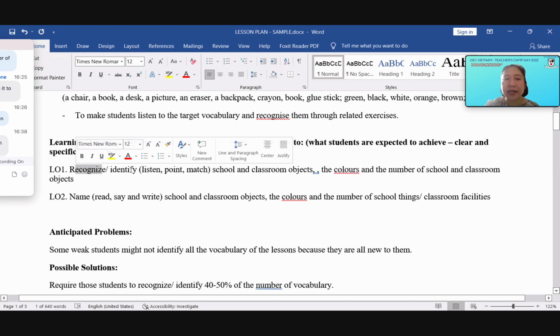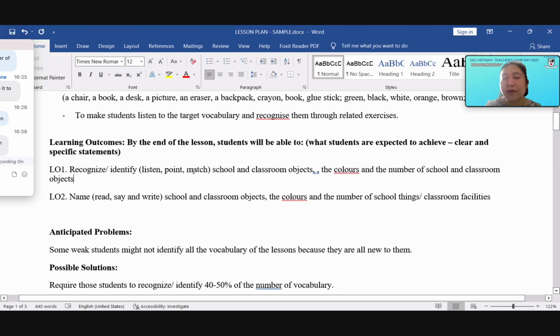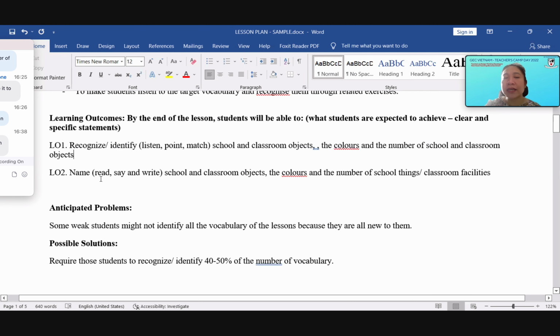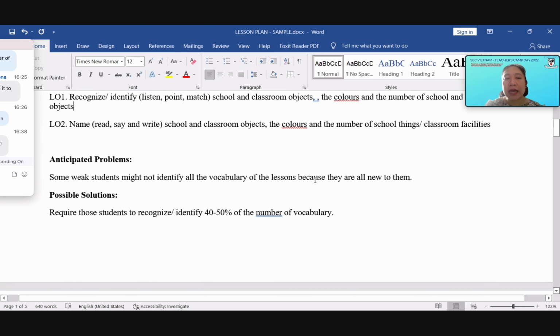They can recognize, they can identify. Identify by what? They can identify by pointing correctly, by matching correctly, by ordering correctly. They can name by reading. They can read, they can say, they can write. You have to design the outcomes very, very specifically. And you have to anticipate the problem. The problem could happen anytime in any phase of your lesson.